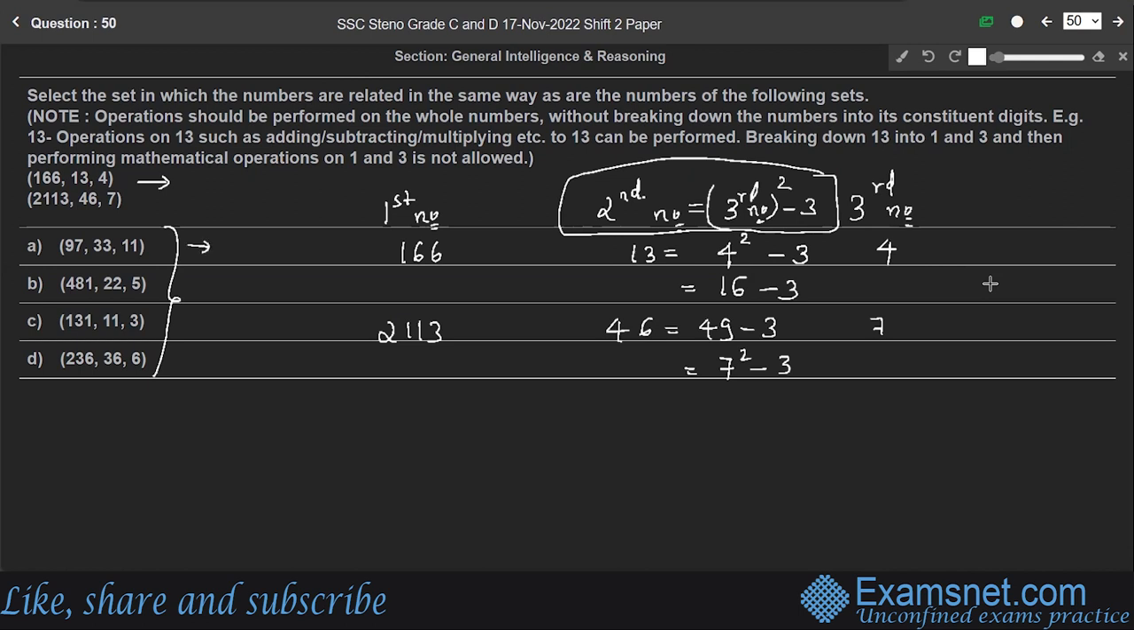So we'll consider the first option. There is no need of considering the first number, as the second and third numbers are nowhere related to the first number. So avoiding the first number, we'll consider option A. 97 is the first number, the second number is 33, the third number is 11. This second number should be equal to the third number square minus 3. 11 square is 121 minus 3, which is equal to 118. So 33 is not equal to 118. So option A doesn't follow this logic.